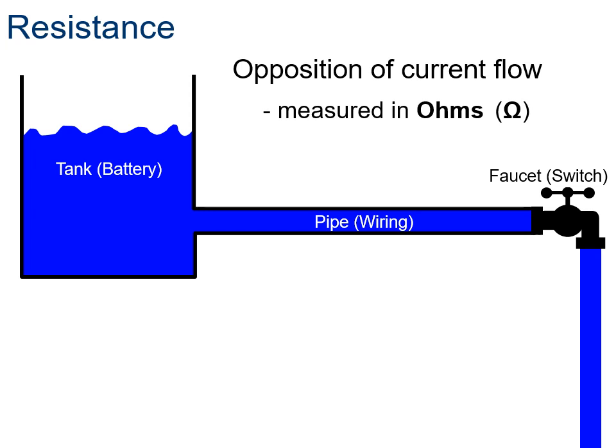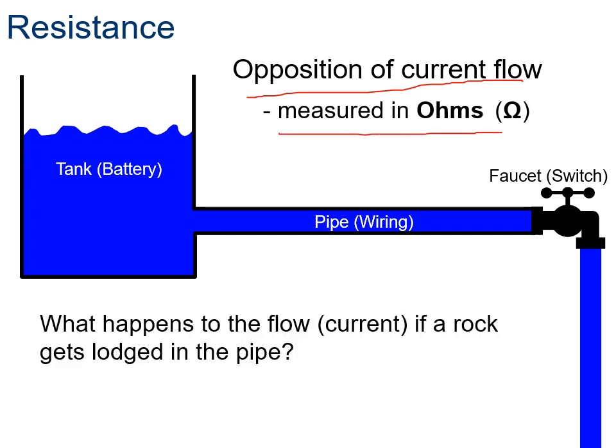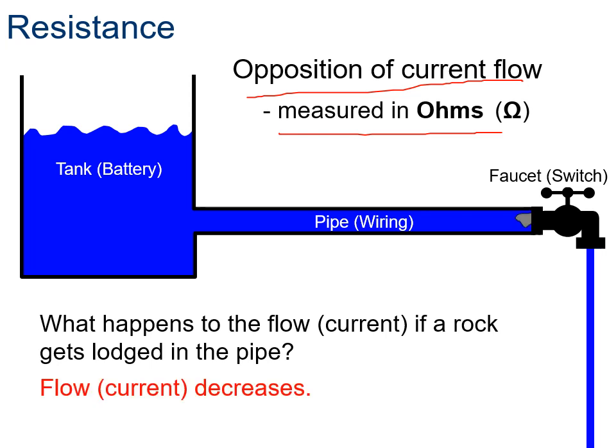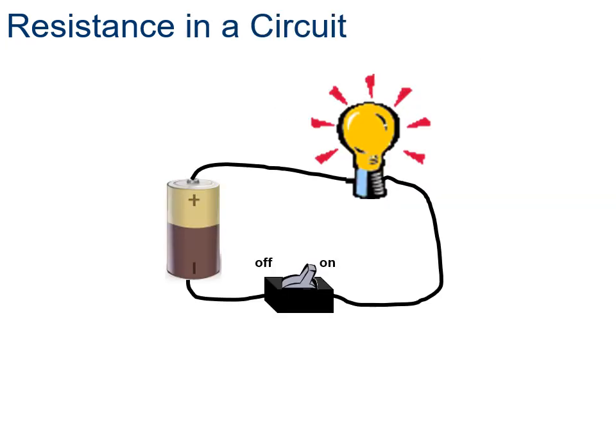Resistance is the thing that opposes current flow, and we measure that in ohms. What happens to the flow if a rock gets stuck here in our pipe? If a rock gets stuck, the flow decreases. It's kind of like if you were to put your finger over a hose. You get less water coming out. Water does come out, squirts all over the place, right? But you get less water coming out. So the flow decreases. That's what we call resistance.